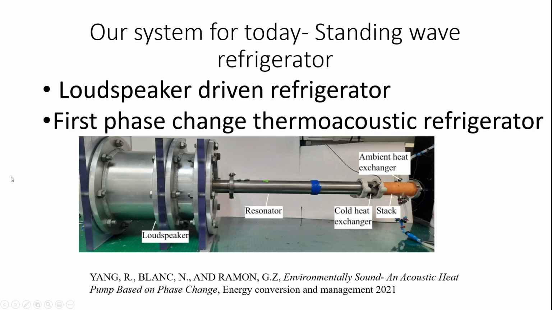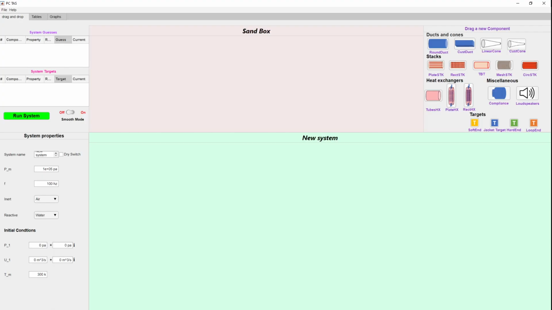So we're going to build the system in PC-TAS. We're going to build it excluding the loudspeaker, even though you can simulate loudspeakers in PC-TAS, but we're going to start from this point right here, and build the rest of the system. So let's start. I'm going to open PC-TAS, and I'm going to start with the system properties.